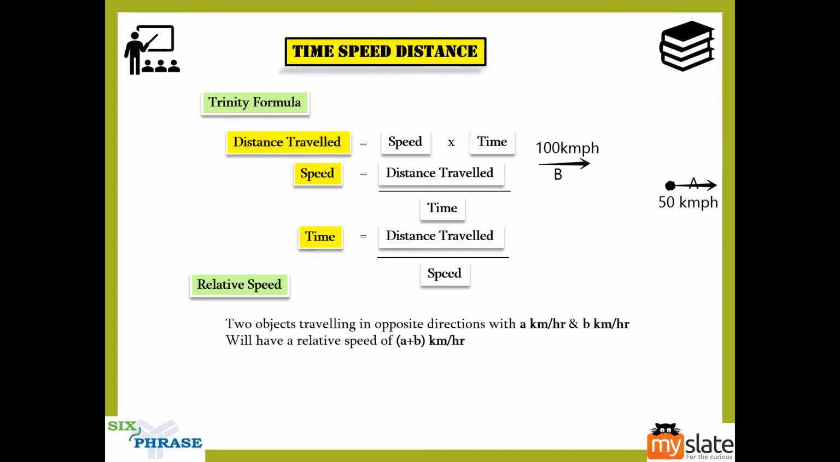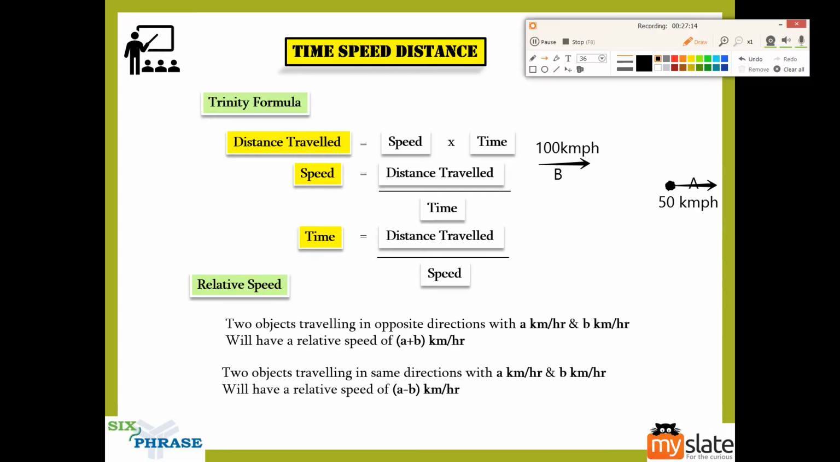We'll get deep into this when we talk about problems on trains, but right now just know two objects traveling in opposite directions with A and B kilometers per hour will have a relative speed of A plus B, and two objects in the same direction with A and B kilometers per hour will have a relative speed of A minus B kilometers per hour.